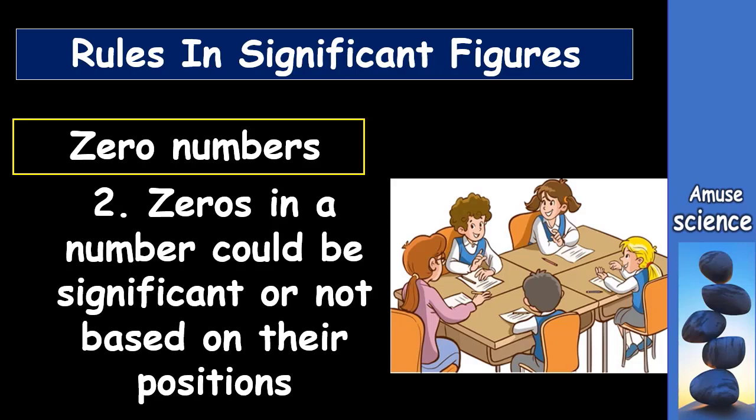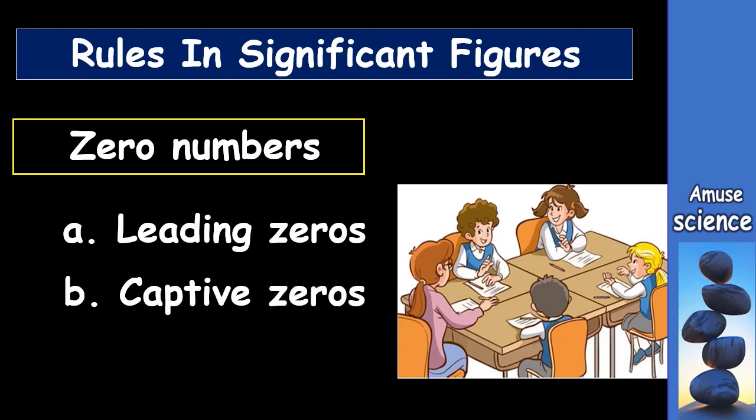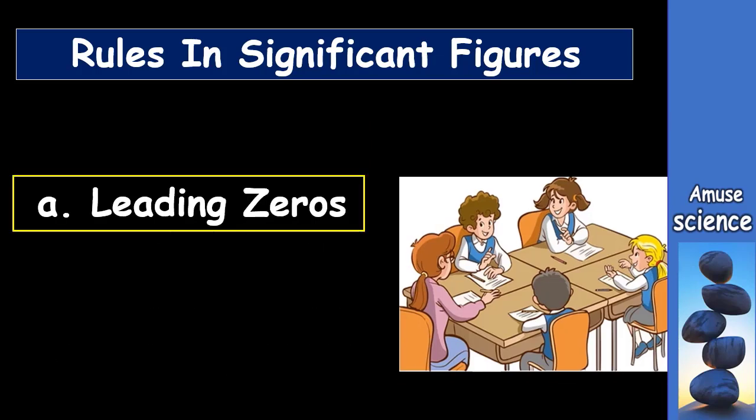The first one is called the leading zeros. The second one is called the captive zeros. And the third one is called the trailing zeros. So let's deal with leading zeros. Leading zeros are the zeros that precede non-zero digits in a number, and this especially occurs in decimal numbers. So for example, if you have 0.02, there is only one significant figure in this number, which is the 2, because the zeros are leading zeros. They precede the non-zero digit, which is the 2.